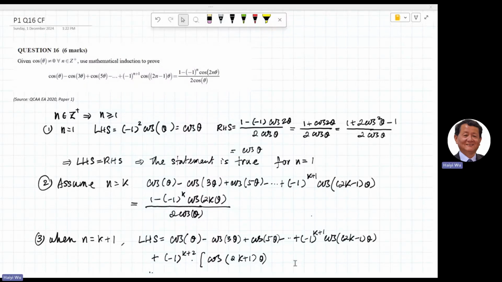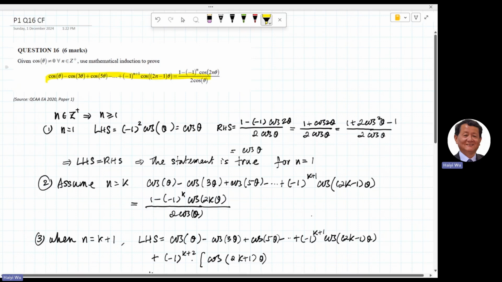Hello again. Today we're going to use mathematical induction to prove a sum of cosine angles. The left-hand side is the sum of some cosine angles, and the right-hand side is a division. We're going to prove this statement is true for n a positive integer. So this is the equation we're going to prove.